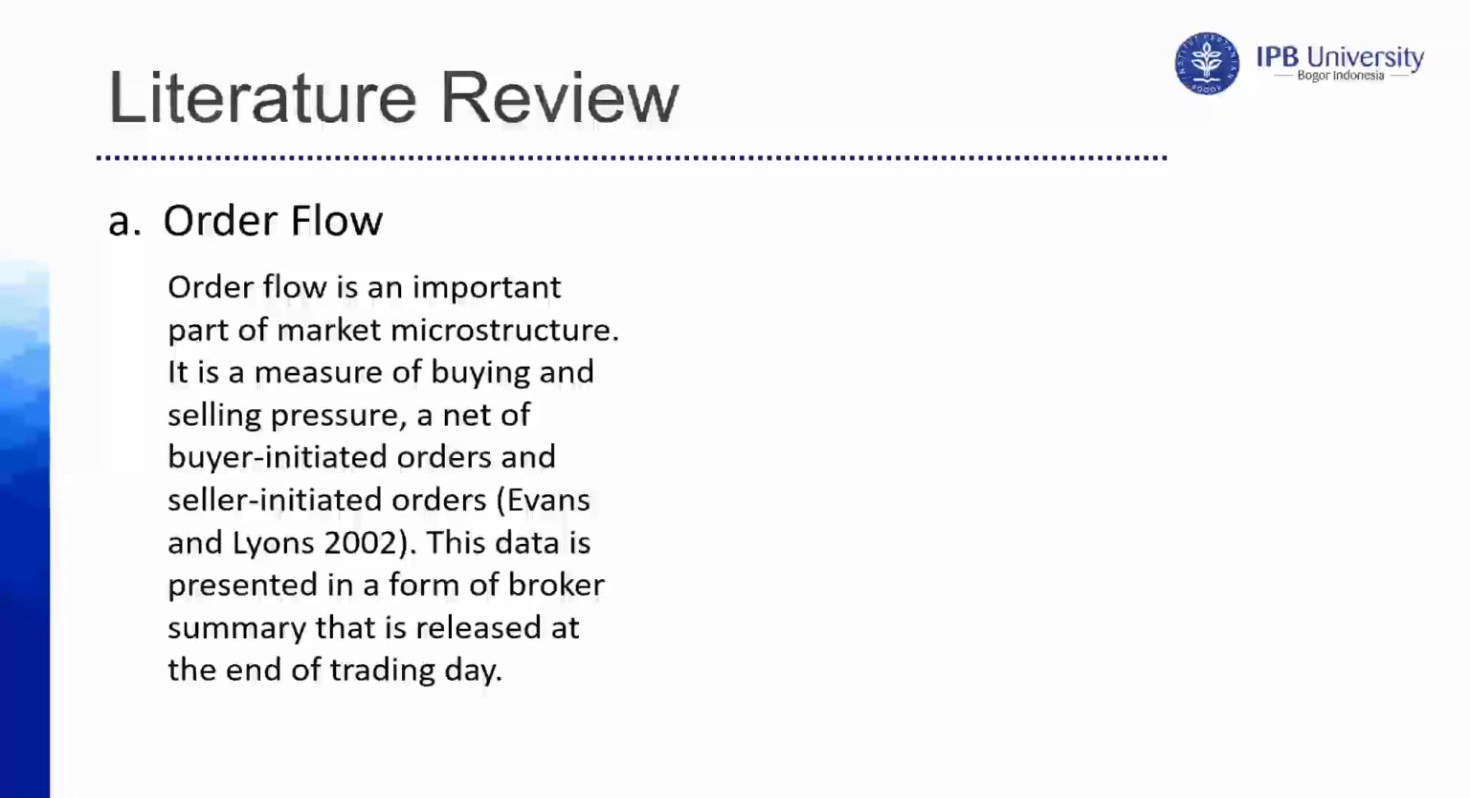Okay, for the literature review, the first one is order flow. It is an important part of the market microstructure. It is a measure of buying and selling pressure, the net amount of buy-initiated orders and seller-initiated orders, according to Evans and Lyons in 2002.